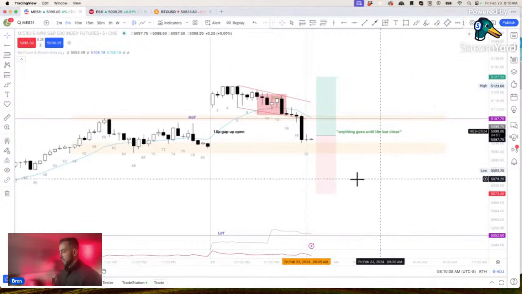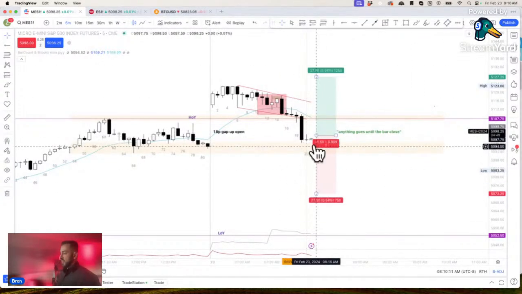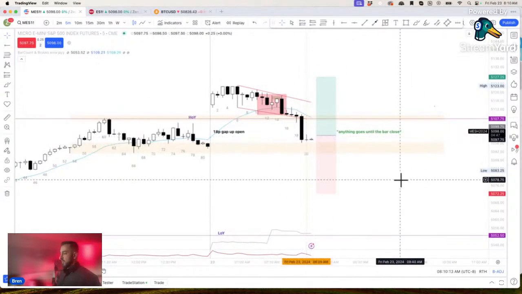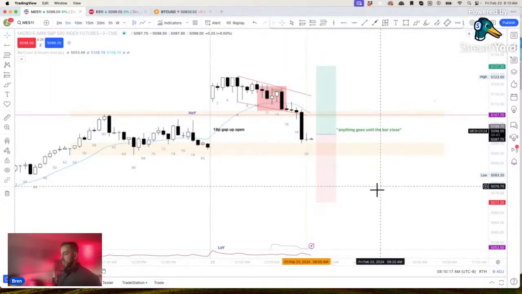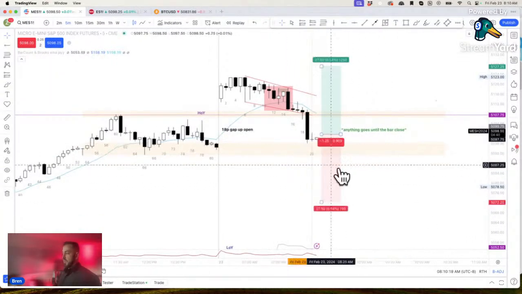Okay, so let's look at what's happening here. So we have a potential double bottom here, right? But there's no buying yet, really. The bulls were trying, but they couldn't even get it close. So now all the bulls got sideways.